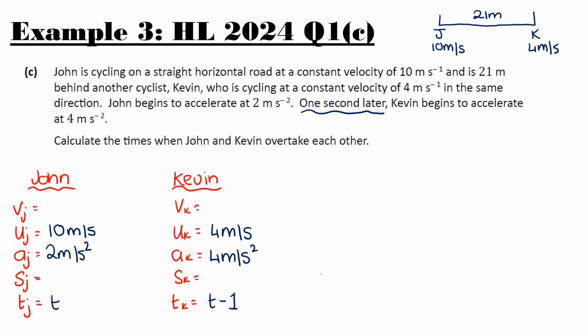So we're going to take that 21 meters into account, which is correct. However, there is another part. Because Kevin doesn't start from rest, because during that second that we haven't taken account of yet, he has been traveling 4 meters per second. So he's been traveling 4 meters per second for 1 second before we take that information into account.